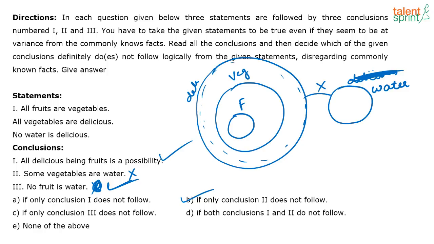So why are some of you giving me the answer as option D? Again, see, why are you saying 1 and 2 do not follow? Option B should be the answer. Only 2 does not follow. See, conclusions 1 and 3 follow, 2 does not follow. Hope it's clear. Let's look at the next one.